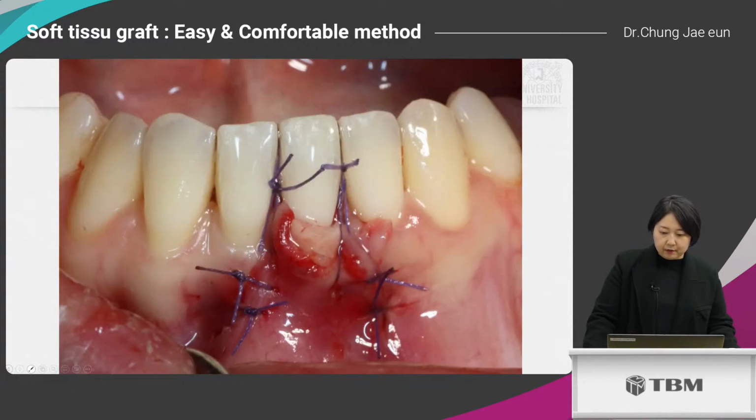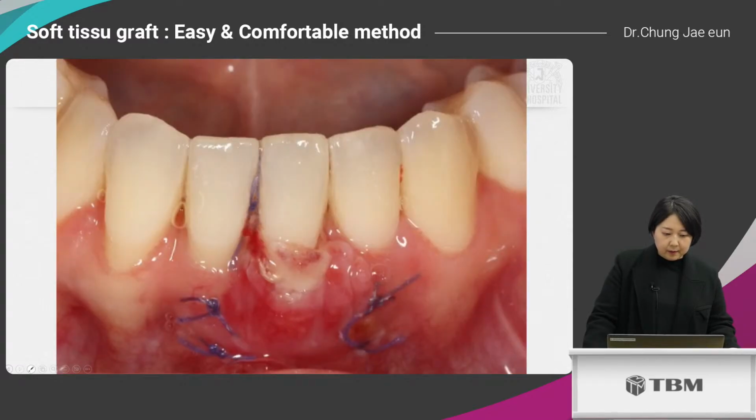Place the graft on the recipient site, and using a mucoperiosteal releasing incision, the flap was advanced coronally and secured with sutures. The position of the graft and flap is kind of overcorrected. This is about 8 days after surgery. The wound shows a good healing state. There was a slight sloughing of the graft here, but you can check the revascularization of the graft here.